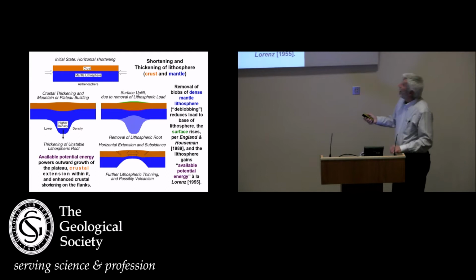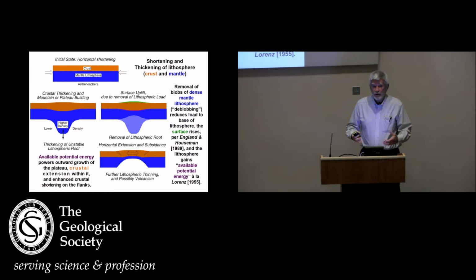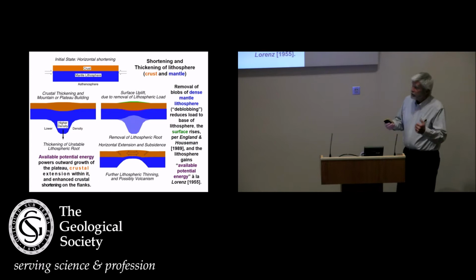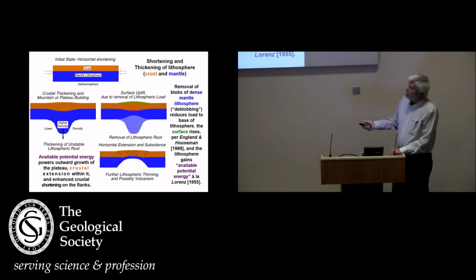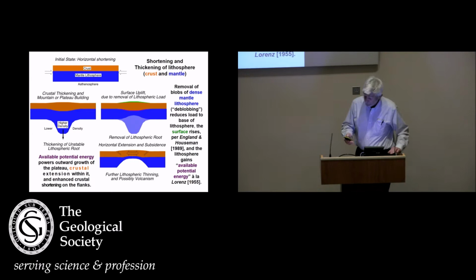Take that, and the lithosphere gains what I've called available potential energy. This is what Lorenz, the atmospheric scientist, called it. The lithosphere has enormous potential energy, but most of it's completely useless. You can't use it for anything. Same's true of the atmosphere. But it's the differences that are important. So you gain available potential energy, and that can power the outward growth of the plateau, crustal extension within it, and enhance crustal shortening on the flanks. So that's the hypothesis. How can we test it?